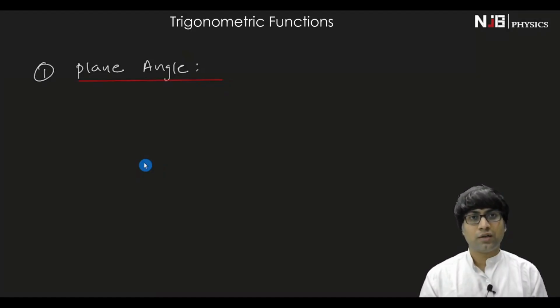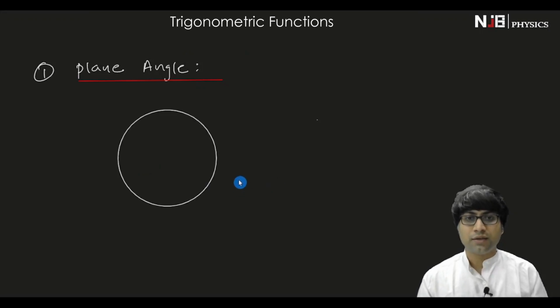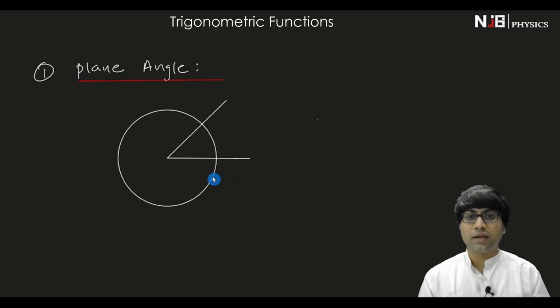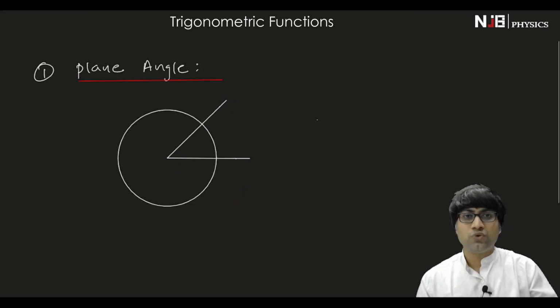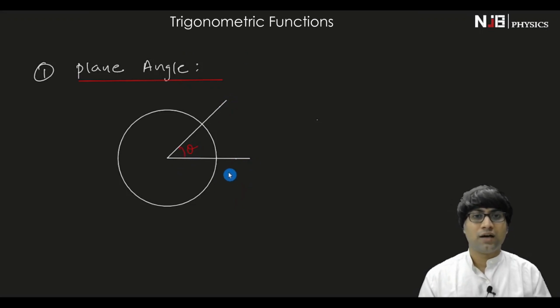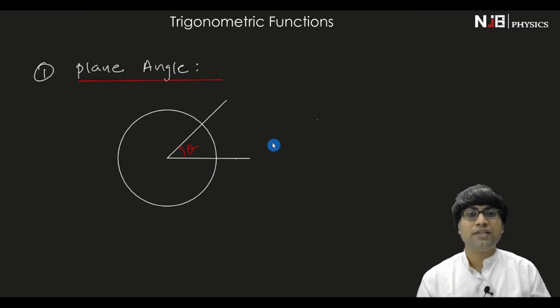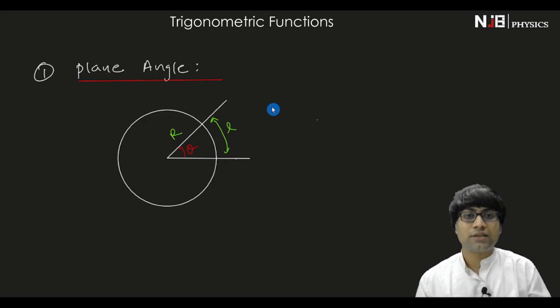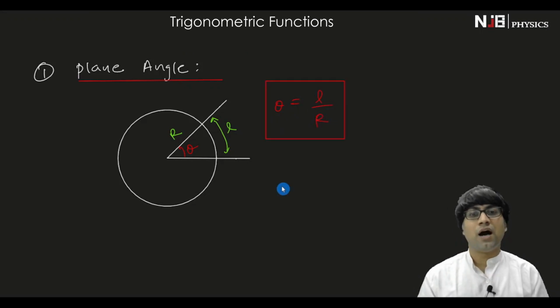So the first thing that we'll learn about are the plane angles. If you imagine any circle like this, and one line in the circle like this and another line like this, we need to talk about what this angle theta is. Well, this angle theta is basically the ratio of two physical quantities. What are those two physical quantities? This arc length, let's say it is equal to L, and the radius of the circle is equal to R. Then we define this angle theta as equal to L divided by R. So this is basically our plane angle.